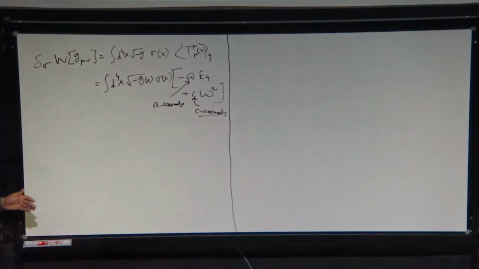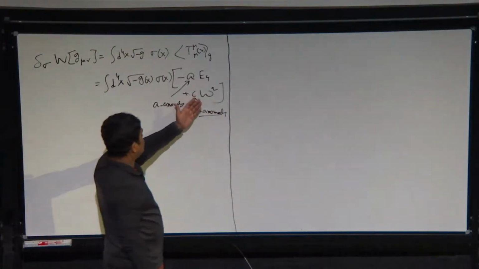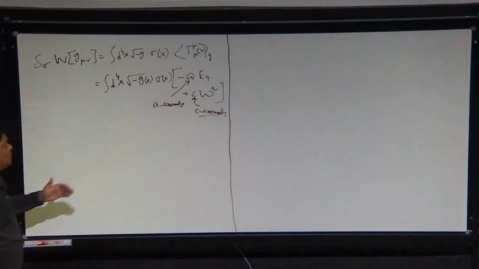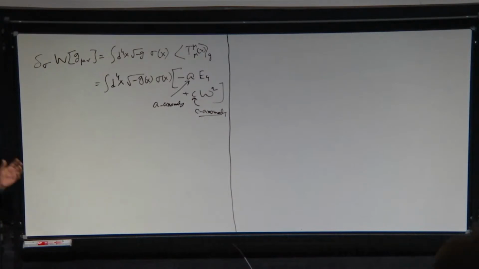My primary interest today is basically describing how this C anomaly flows along the RG flow and how we can probe it using some kind of amplitudes or vertices.